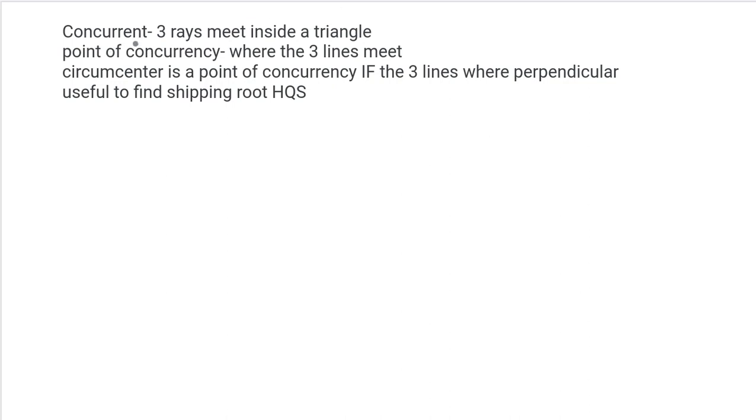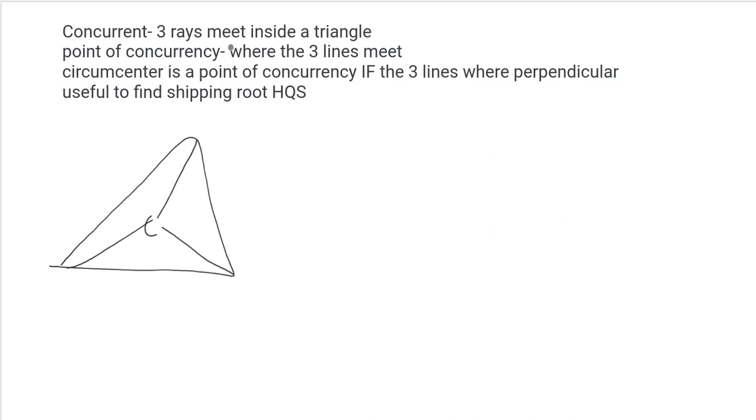So, concurrent rays are three rays that meet inside a triangle. So, three rays that meet inside the triangle. At the point of concurrency is where they all come together. A circumcenter is a point of concurrency if all three of these lines create perpendicular lines coming out of it. This is great for headquarters.